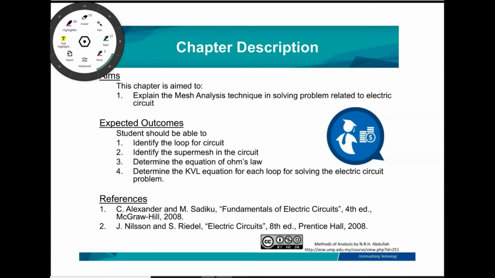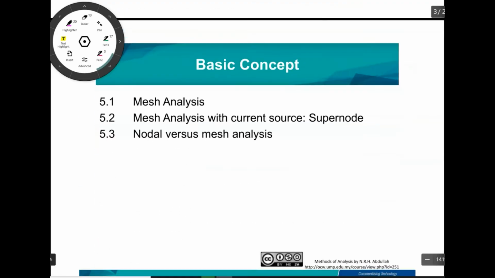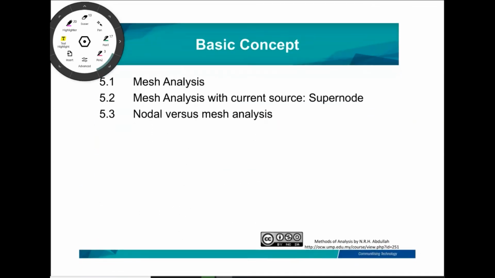You should be able to identify the loop for a circuit, identify the supermesh in the circuits, determine the equations of Ohm's law, and lastly determine the KVL equation for each loop for solving the electric circuit problem. This chapter will cover the mesh analysis itself, and then the mesh analysis with current source, which is a supermesh, and then lastly the nodal versus mesh analysis.